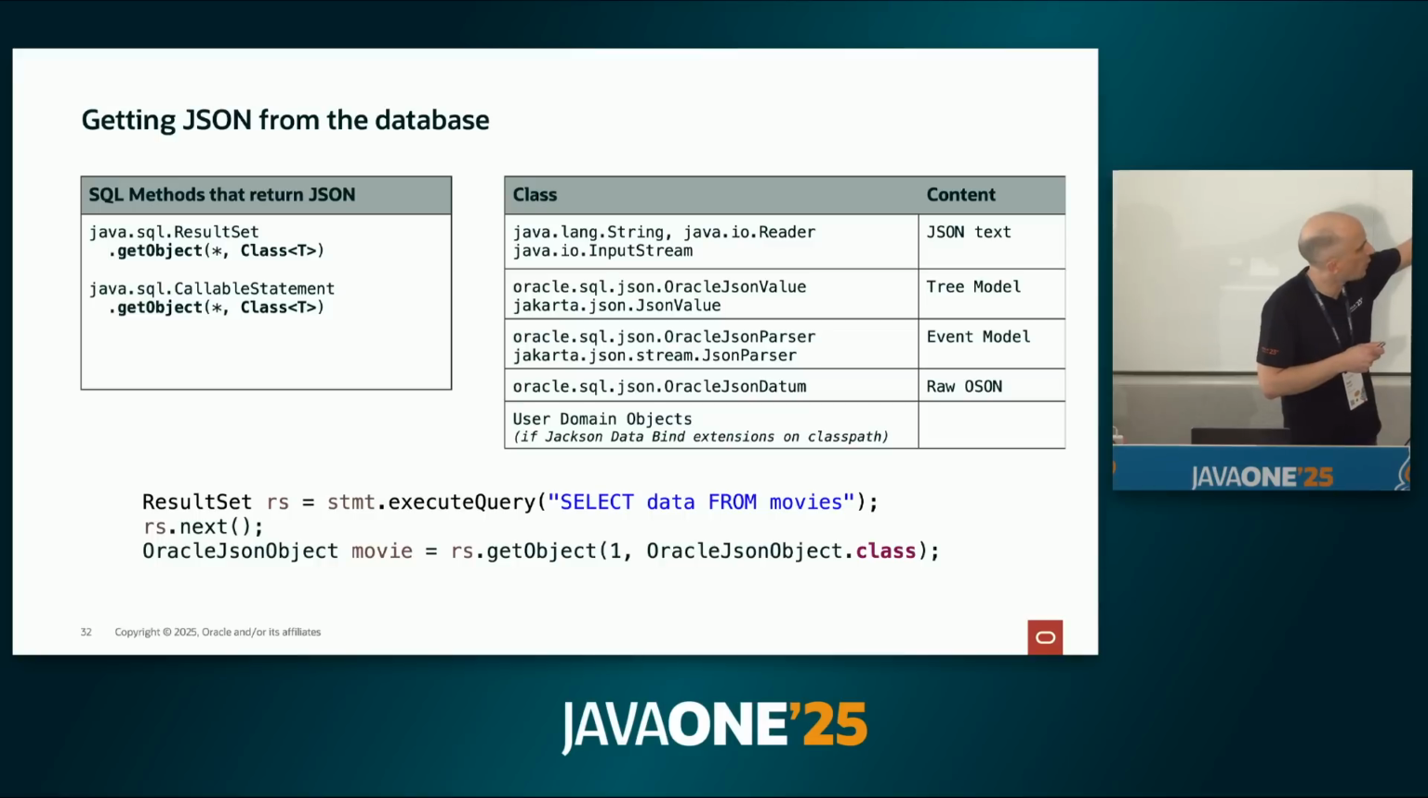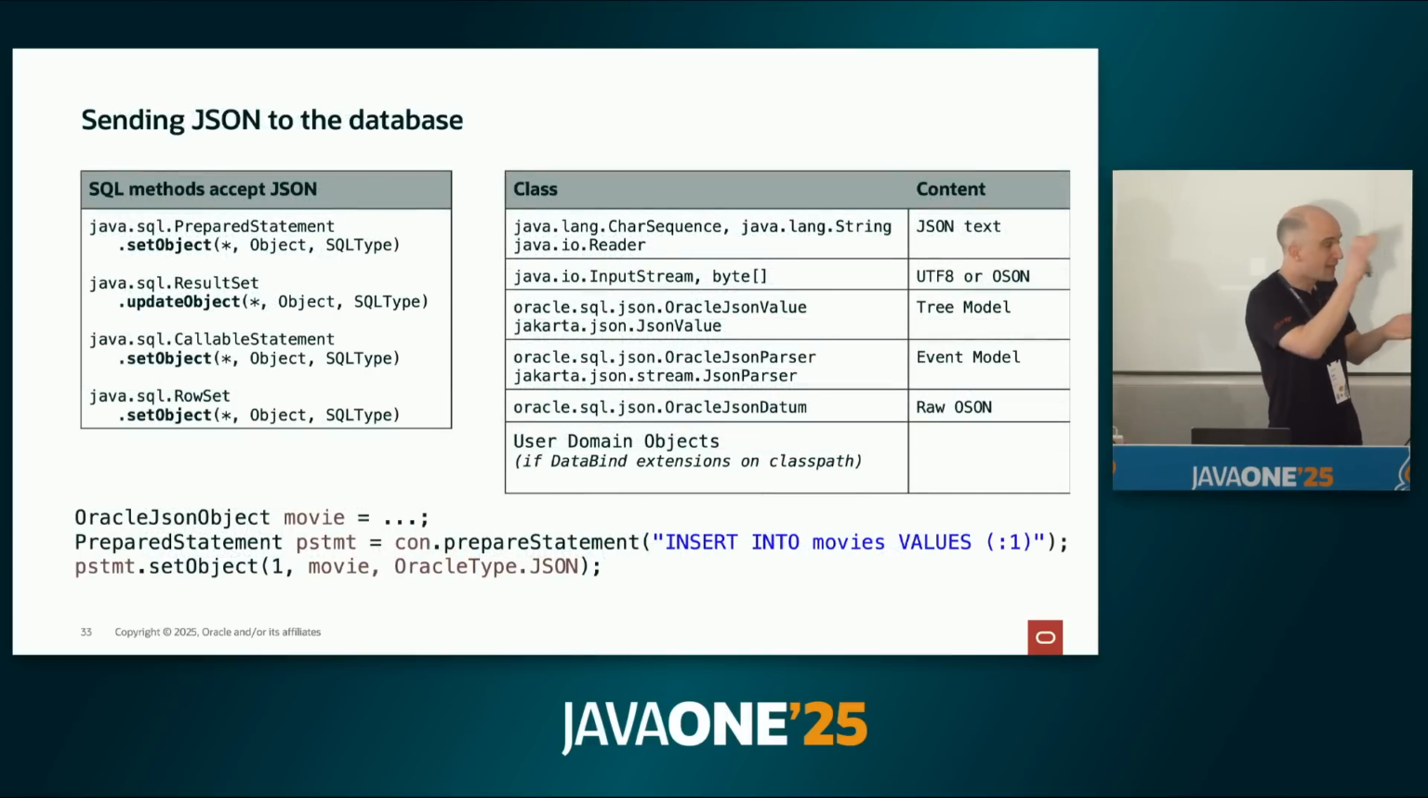But the table there on the right shows all the different types that you can pass there. So you can say, I want to get it as a string. You can say, I want to get it as a streaming API. Or if you have this Jackson extension on your class path, you can also say, I want to get this as my POJO, my movie class, or whatever it is. And underneath the covers, JDBC will automatically take that OSON, use Jackson to convert it to whatever type that you request.